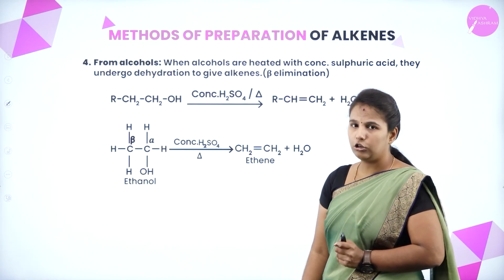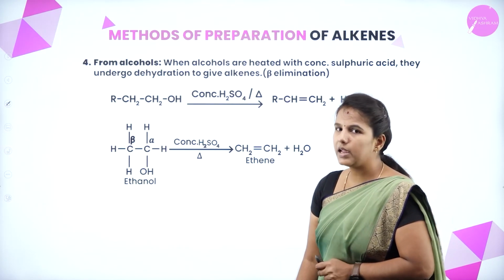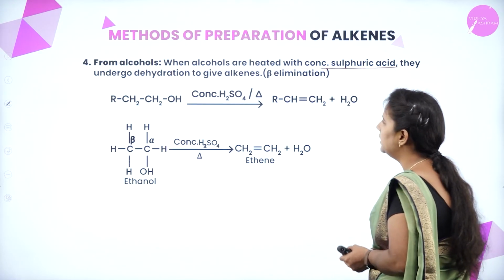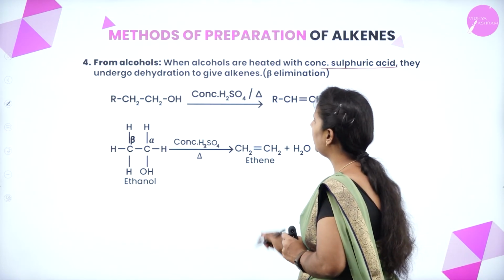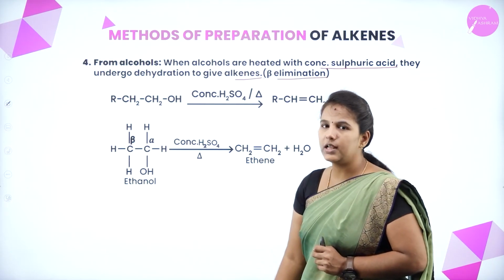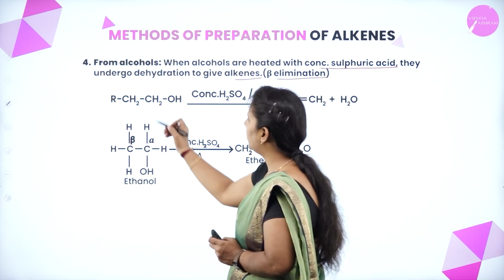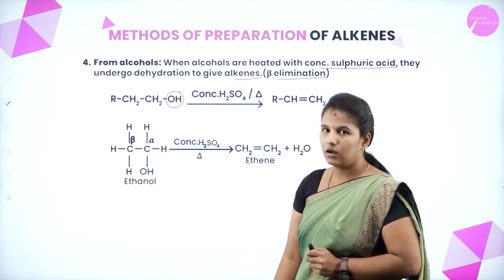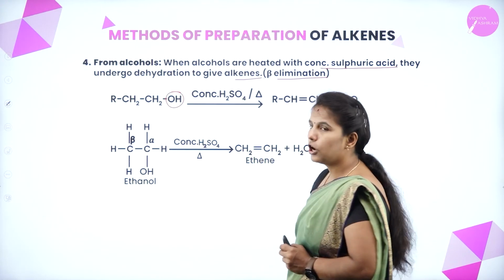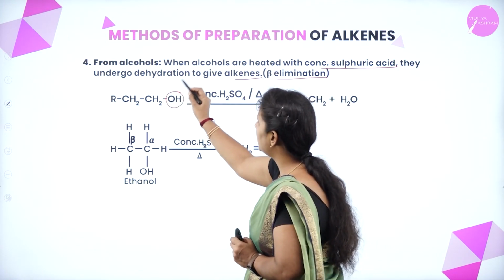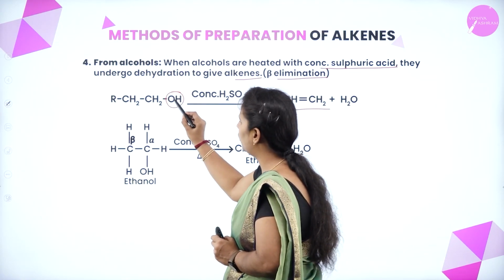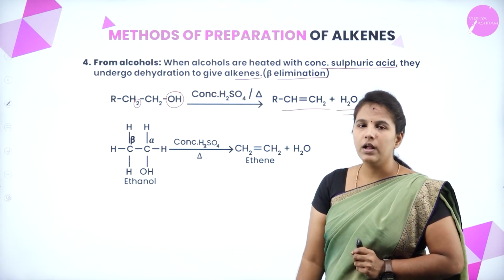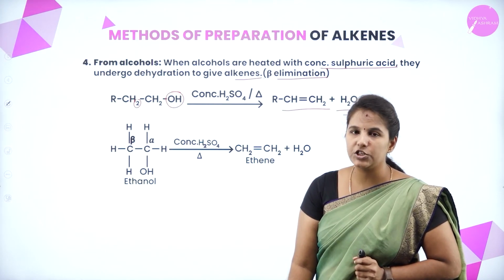Next is from alcohols. How do we prepare an alkene by using alcohol? Let's see now. When alcohols are heated with concentrated sulfuric acid, they undergo dehydration to give alkene. These reactions are also known as beta elimination, because here I have considered the alkene which are having OH group. Okay, so this is an alcohol. When it reacts with concentrated H2SO4, it eliminates the OH group, and it eliminates this OH along with one of the hydrogens and forms water, and there is a formation of double bond between the carbon atoms and results in a formation of alkene.